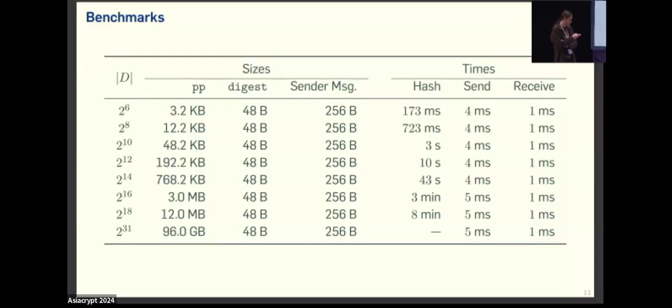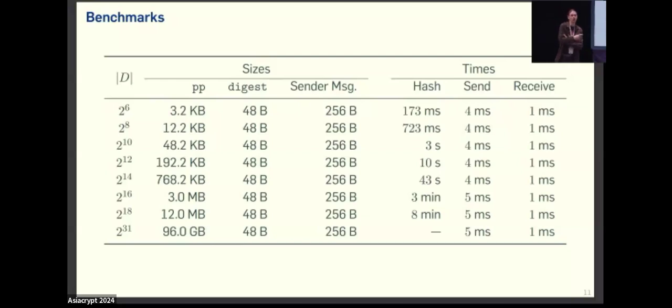The laconic OT has one drawback if you go to very large database sizes, and this is the size of the public parameters. For reasonable database sizes, say 2 to the 14, this is still quite fine. We have less than 1 megabyte of public parameters. If you want to go to really large database sizes, like 2 to the 31, then you would end up with a ballpark of 100 gigabytes of public parameters, which in many applications may be excessive and not reasonable.